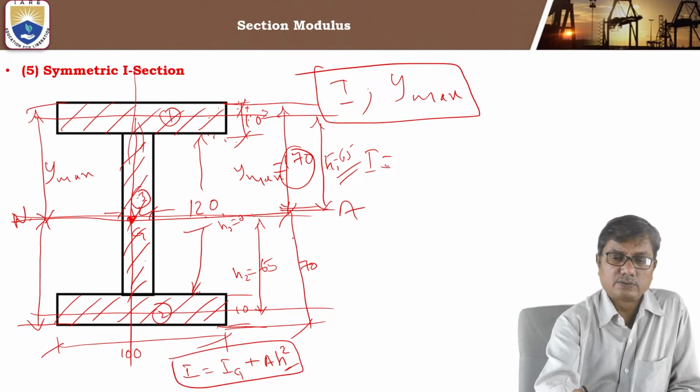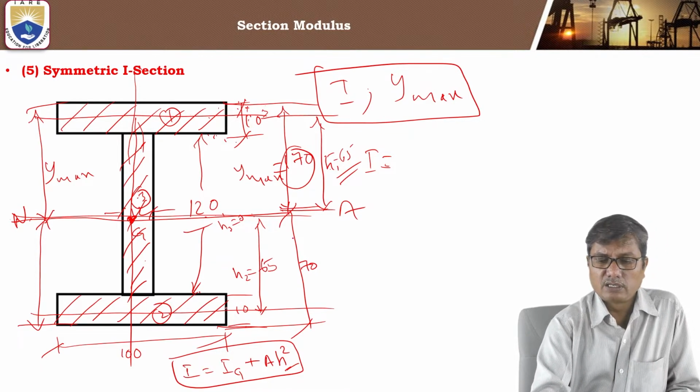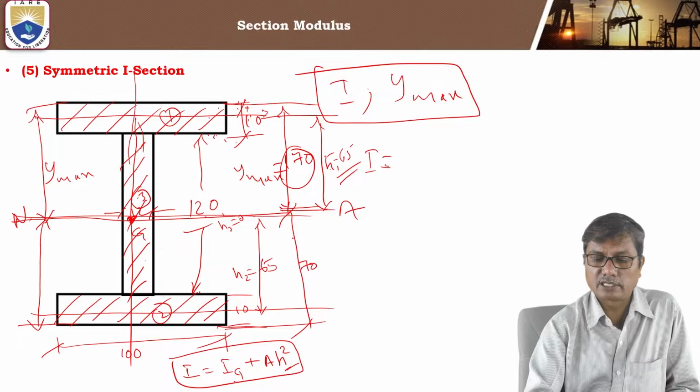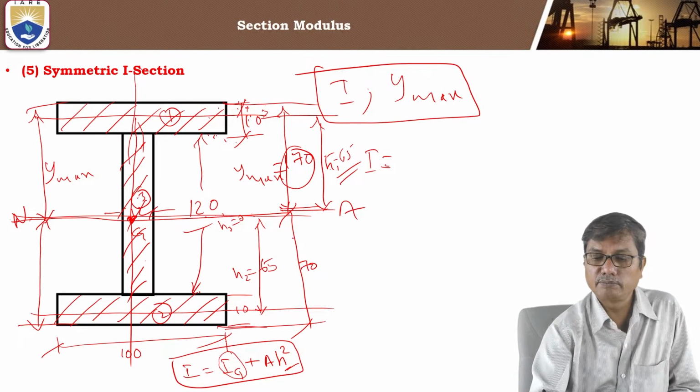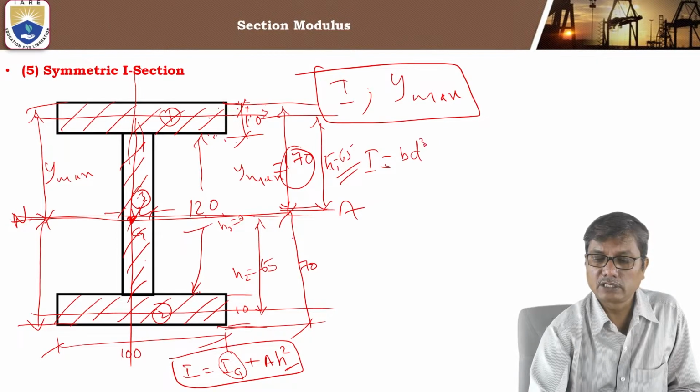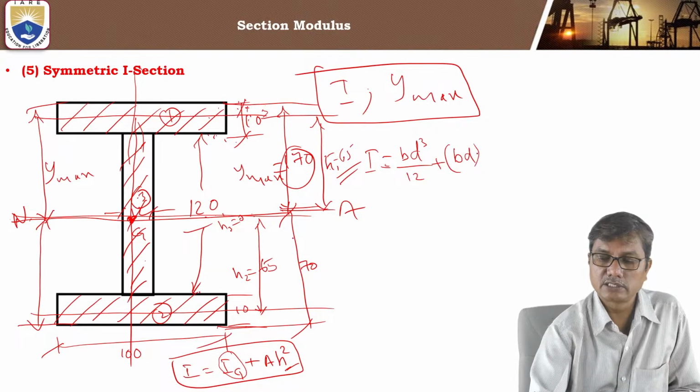So for part 1, top flange, the moment of inertia about centroidal axis Ig will be B D cube by 12. For a rectangle we have seen already, B D cube by 12, plus area of the flange into h1 square.